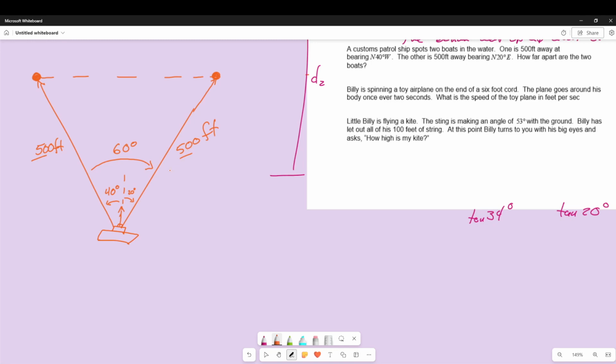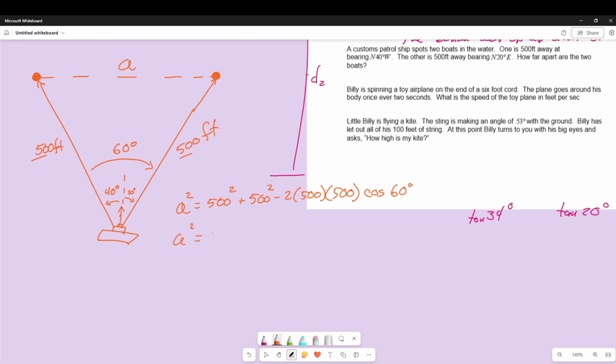So if that wasn't the case, which it generally won't be, if we want to find this other side, this is a nice law of cosines setup. a squared has to be equal to the 500 squared plus the other 500 squared minus 2 times 500 times 500 times the cosine of the angle between them, which in this case is 60 degrees.